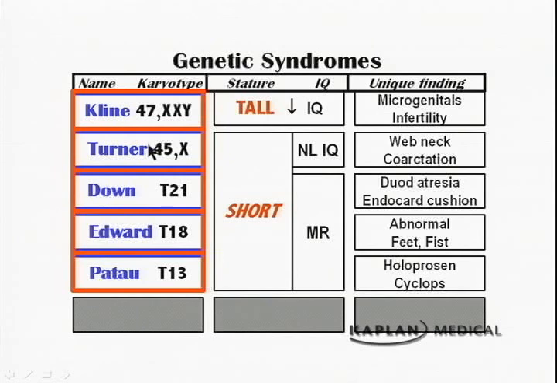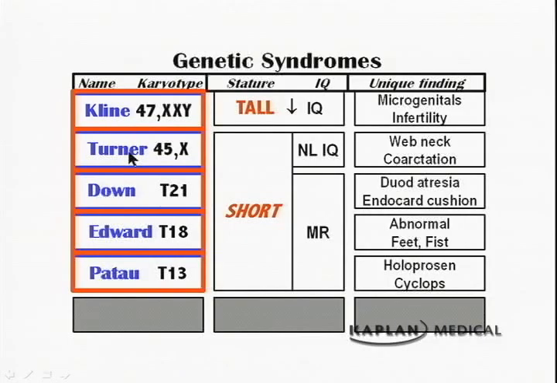The other syndromes, Turner, Down, Edwards, and Patau, all have short stature. And when we look at IUGR, intrauterine growth restriction, one of the causes of IUGR, particularly symmetrical IUGR, is aneuploidy. And we have Turner's, Down syndrome, Edwards, Patau, all of these have short stature. Turner's has normal IQ, but the others have mental retardation to varying degrees.